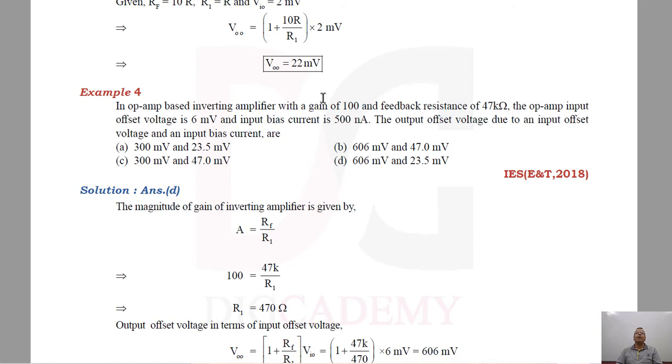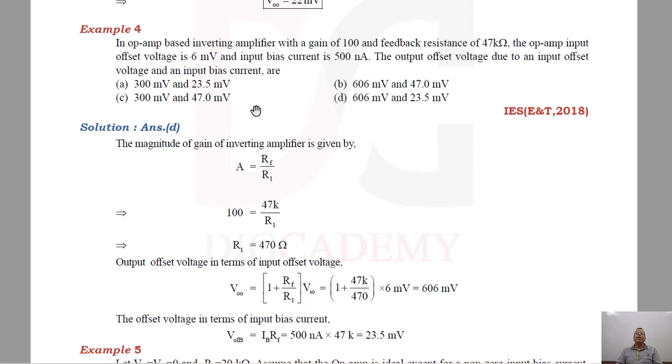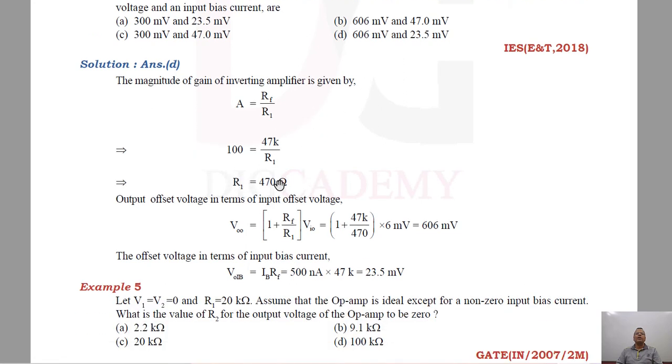So remember, in inverting amplifier, the gain of the amplifier is RF by R1. I am introducing this formula directly, but of course with time you will come to know the expression of gain of the inverting amplifier. Gain of inverting amplifier is given by RF by R1. For the time being, just remember this. So I am given A, I am given RF, so I can find R1. Fine. So R1 is given by this.